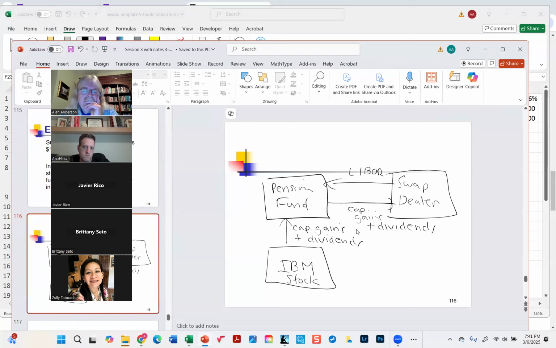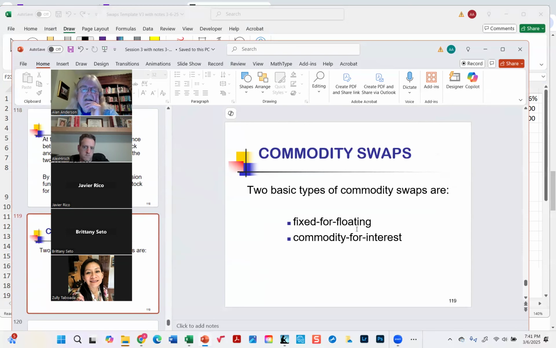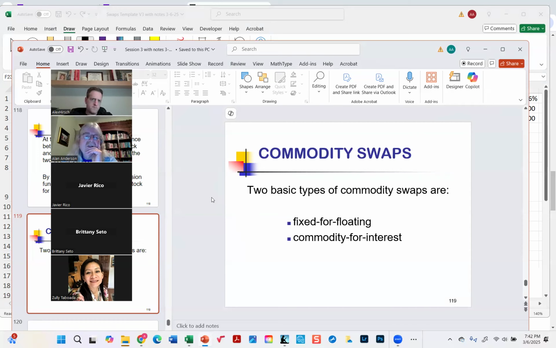Now, commodity swap. Instead of having a portfolio of, let's say, stocks, you have a portfolio of commodities. And now, of course, commodities can provide a rate of return as well. So we have two possibilities here. We have fixed for floating and commodity for interest.